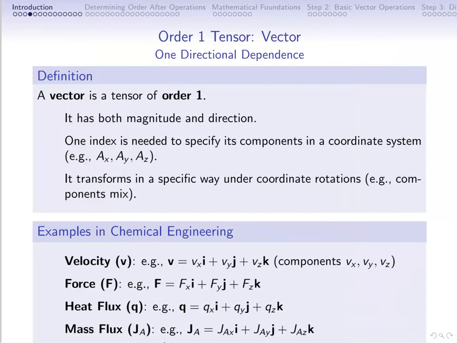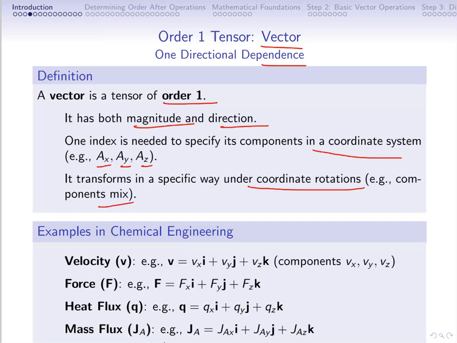Now order 1 tensor, that is a vector, one directional dependence. So a vector is a tensor of order 1. It has both magnitude and direction. One index is needed to specify its component in a coordinate system, like A_x, A_y and A_z. It transforms in a specific way under coordinate rotation, that is, components mix.